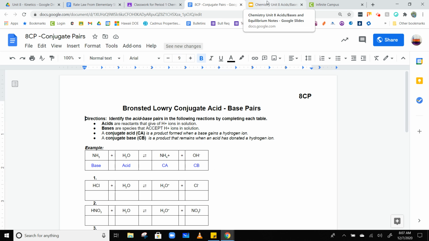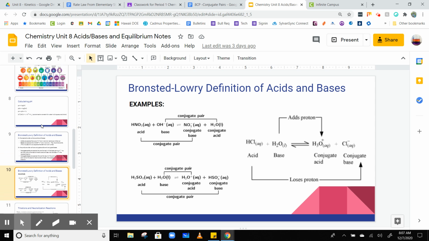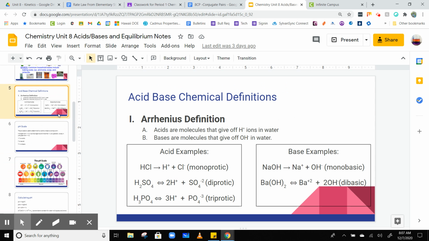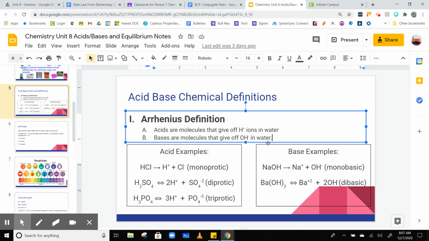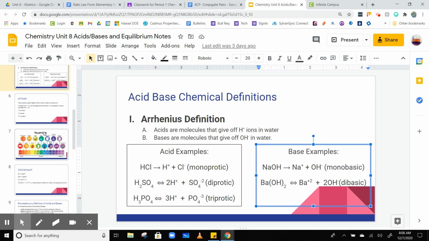Okay, so basically, we talked previously about the Arrhenius definitions of acids and bases. The Arrhenius definition is that an acid is something that gives off H plus in water, and a base is something that gives off OH minus in water. Really simple: if you see H plus, or an H at the beginning, that is an acid. If it has OH at the end, it is a base. There's another definition of acids and bases.